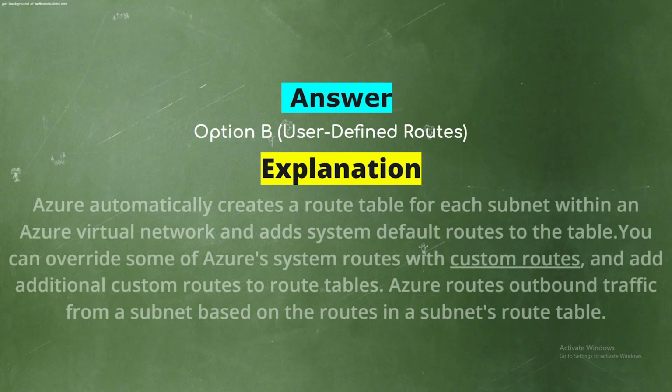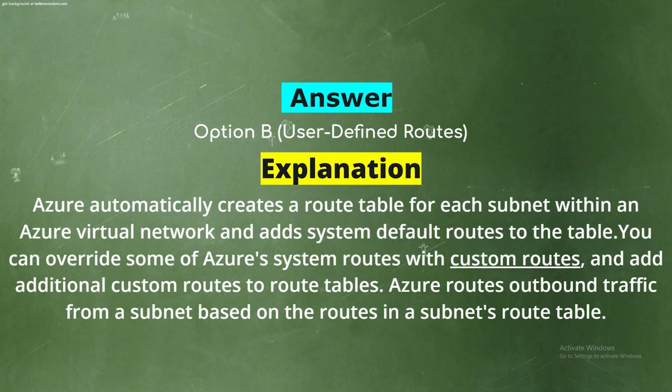Explanation. Azure automatically creates a route table for each subnet within an Azure virtual network and adds system default routes to the table. You can override some of the Azure system routes with custom routes and add additional custom routes to route tables. Azure routes outbound traffic from a subnet based on the routes in a subnet's route table.